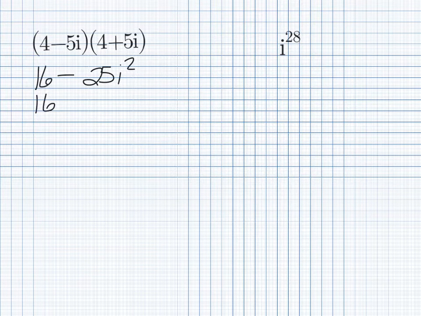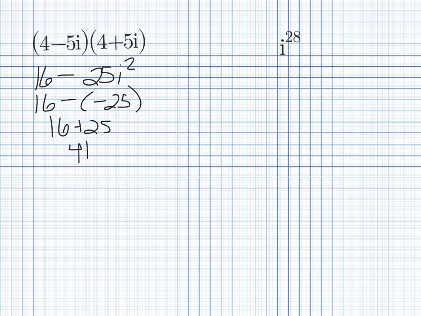But 25i squared is minus 25, because i squared is equal to negative 1. So we're actually adding 16 plus 25, which is equal to 41.